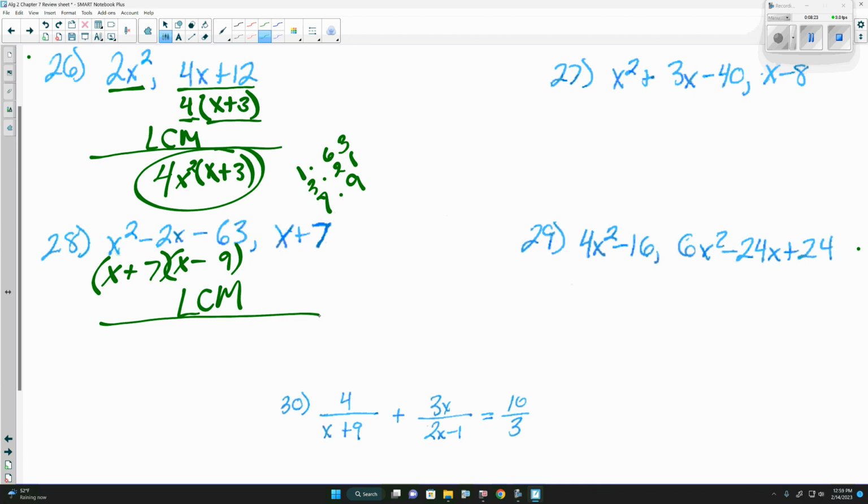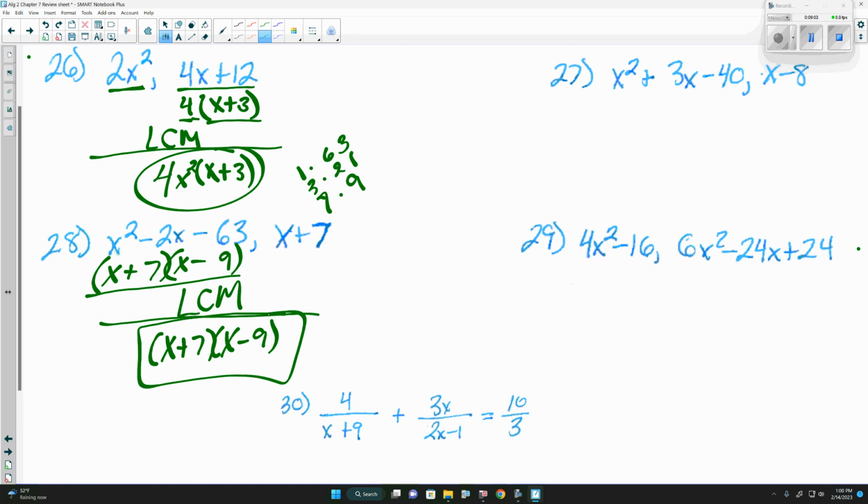Now, when it's just sets of parentheses, these binomial terms, I normally just grab everything from one of them. So I grab the x minus 9 from the x squared minus 2x minus 63, and then I look at the other one and see what does it have that it doesn't. It only has one x plus 7, so x squared minus 2x minus 63 times x plus 7 was the least common multiple. And that's it. Questions on any of this here?